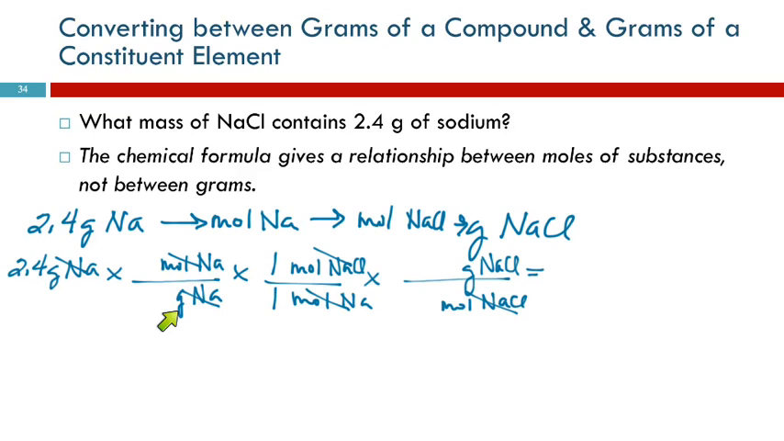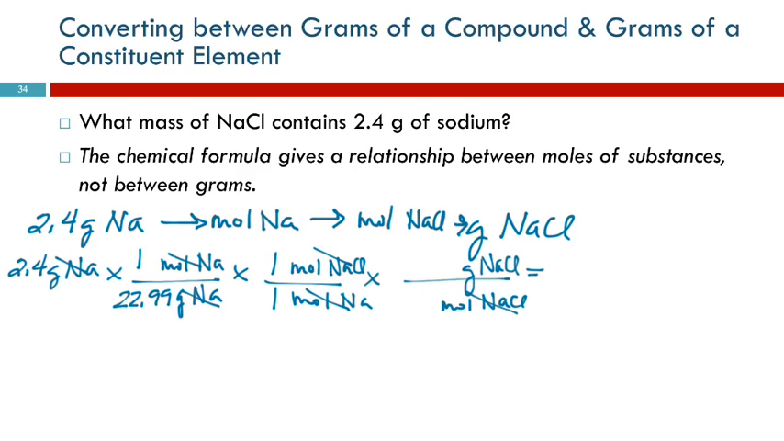I think this is the next easiest one because this is an element. 1 mole of sodium weighs how many grams? Where is that number? It's on the periodic table. So 22.99 grams. 1 mole of sodium weighs 22.99 grams. It's on the periodic table.